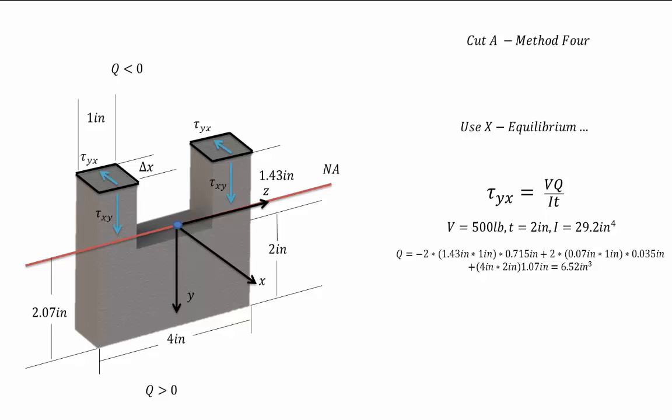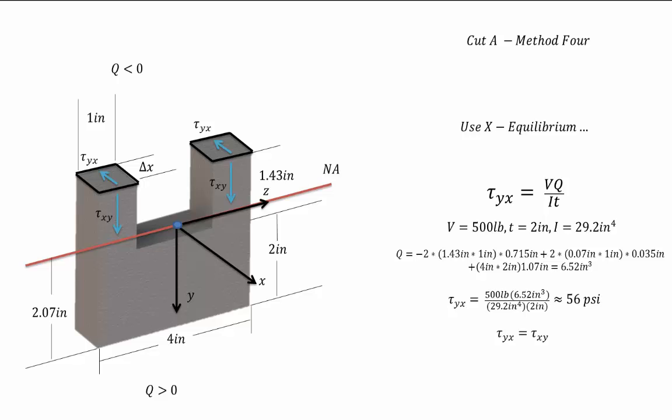When we add all these together, we get that Q for this particular section is 6.52 inches to the third. Plugging these into the shear stress equation, we get that the shear stress is again equal to about 56 psi. And that tau yx is of course equal to tau xy.